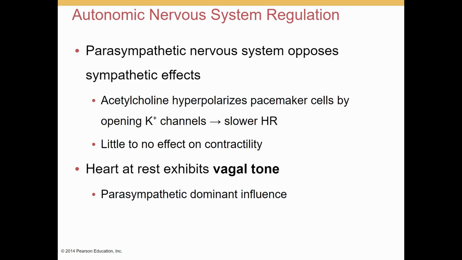There's also going to be input by the parasympathetic nervous system. It primarily opposes sympathetic effects, and primarily uses the vagus nerve to relate information to the cardiac muscle. It would use primarily acetylcholine to hyperpolarize the pacemaker cells by opening potassium channels and leading to potassium efflux, slowing down heart rate. It doesn't really affect contractility, and the heart at rest exhibits primarily vagal tone, meaning a primarily parasympathetic dominant influence.